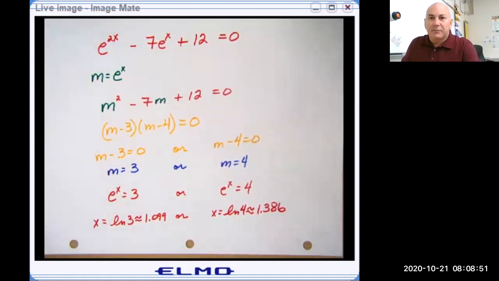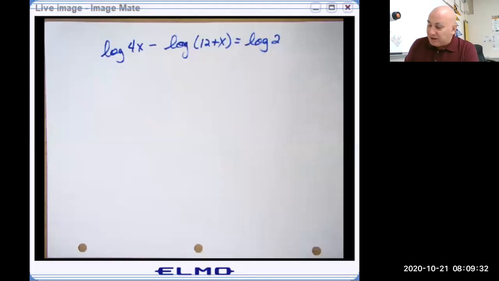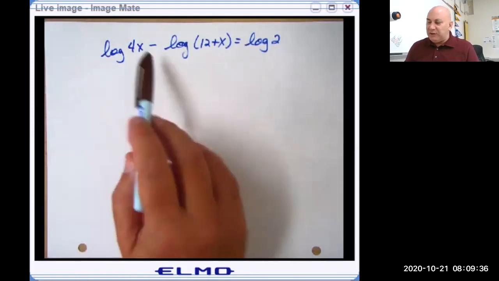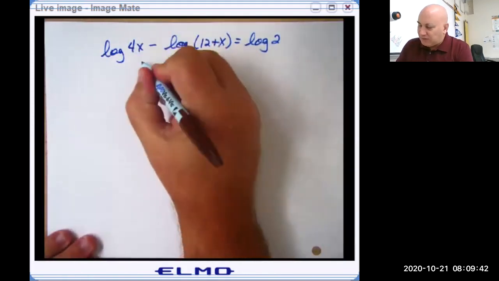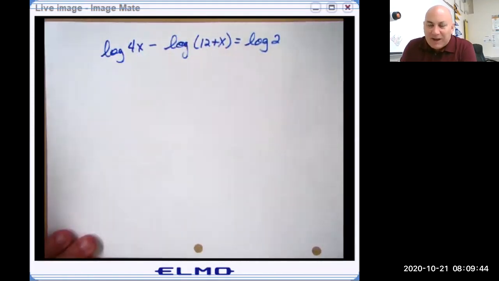Alrighty, here's our next problem. I want to note something. When we're dealing with logarithms, we have some domain issues to worry about. For instance, just go back and do a little review. Answer this question to yourself. What is the domain of the log function, any log function? Think of its graph. What is its domain?